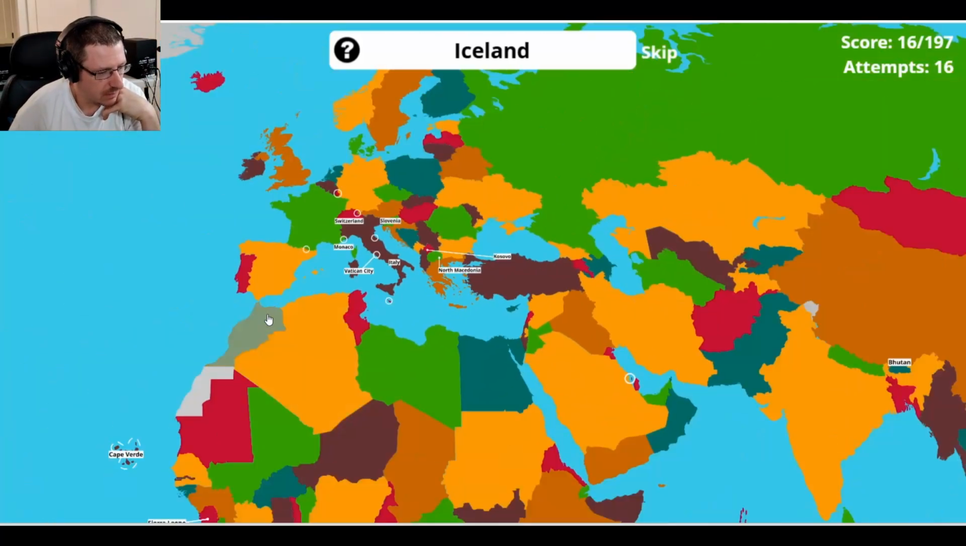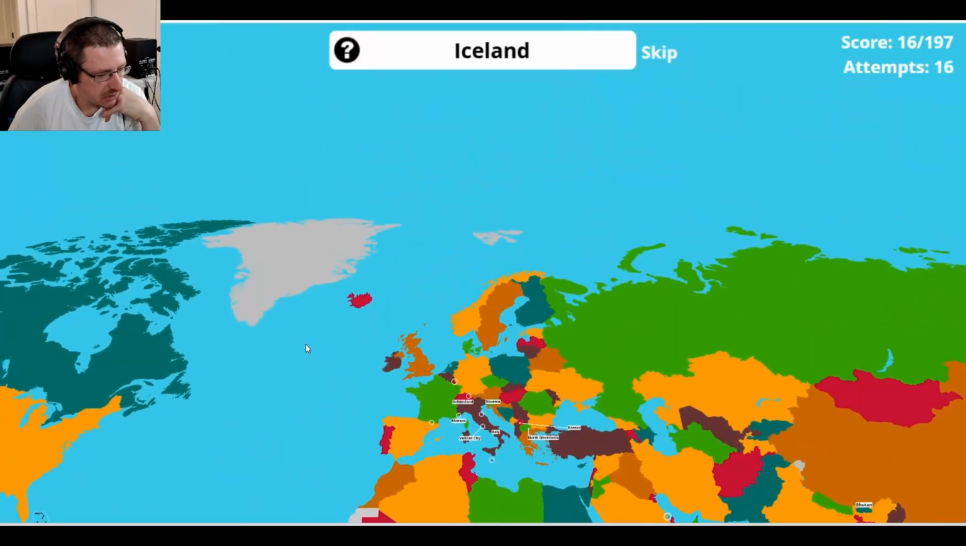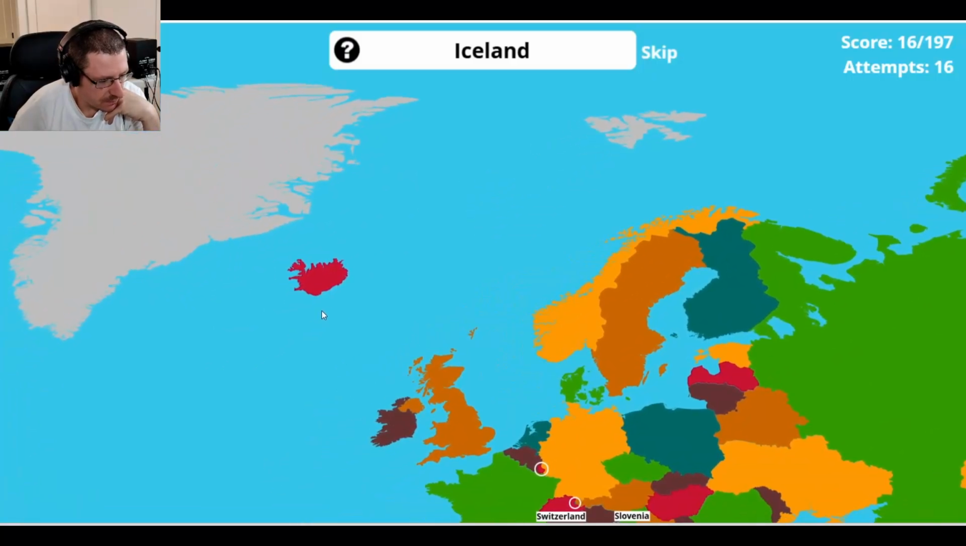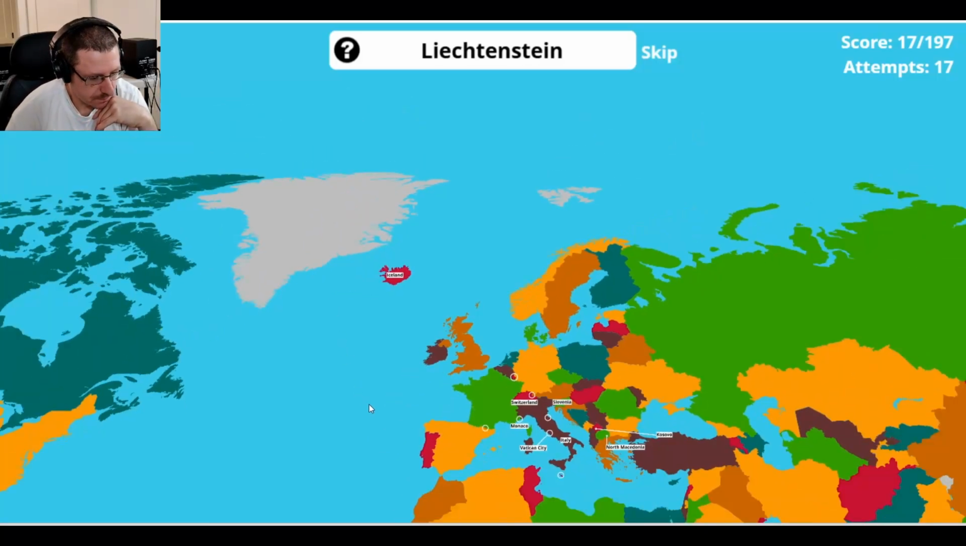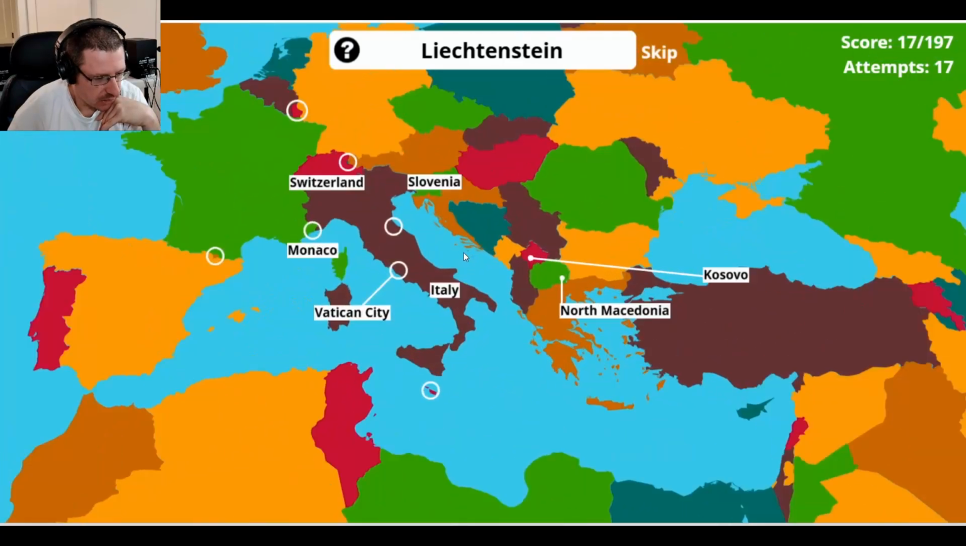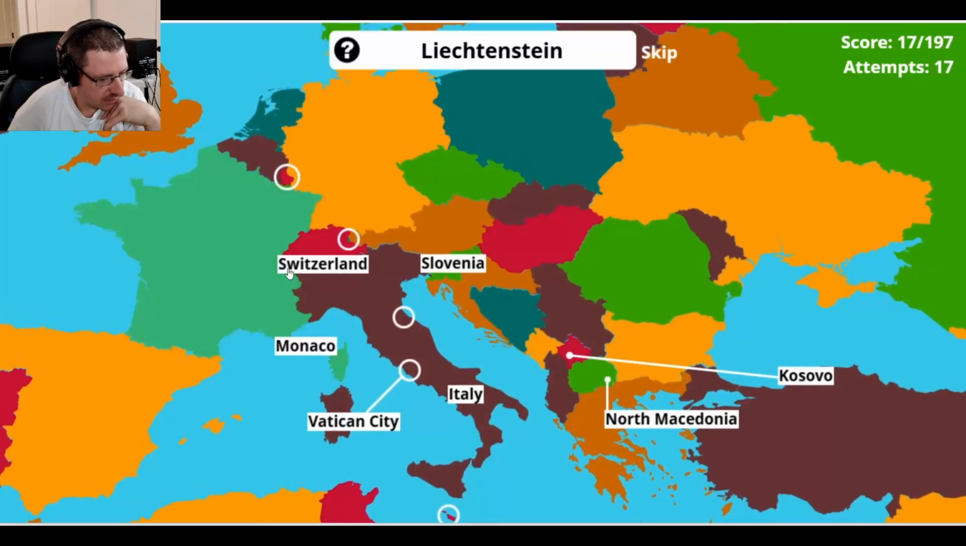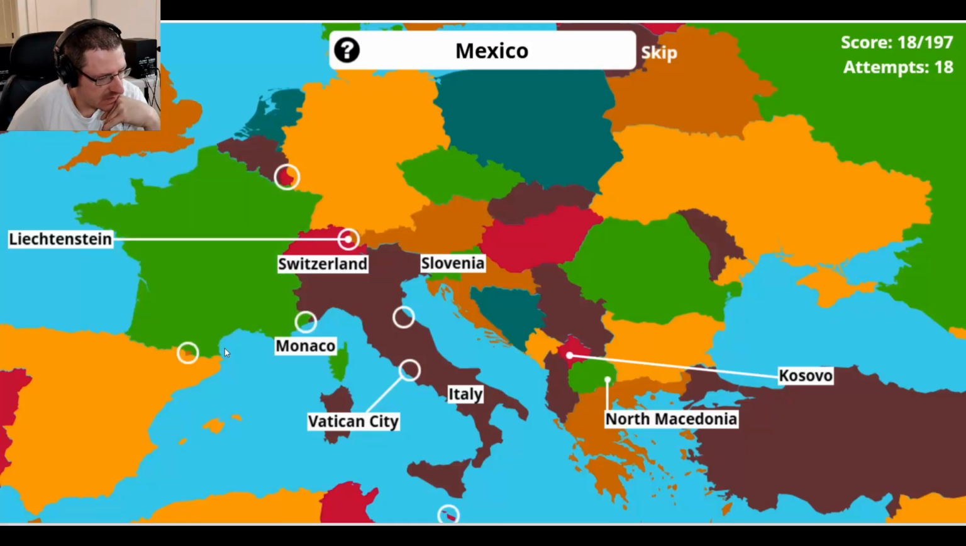Iceland is cool. I love Iceland. So this is Greenland right here. I believe it's actually a part of Denmark, but this is Iceland right here. It has no mosquitoes in Iceland. Liechtenstein. I believe it's right here. Yeah, Liechtenstein. It has no airport. You have to take a bus from Switzerland to get to Liechtenstein.